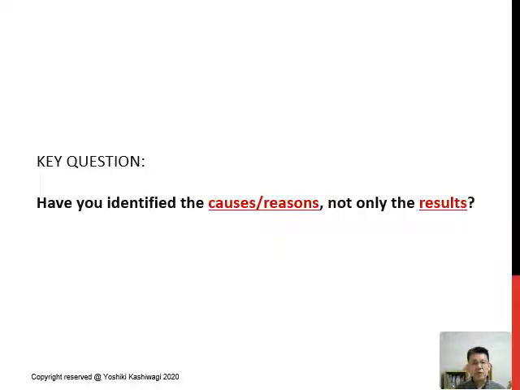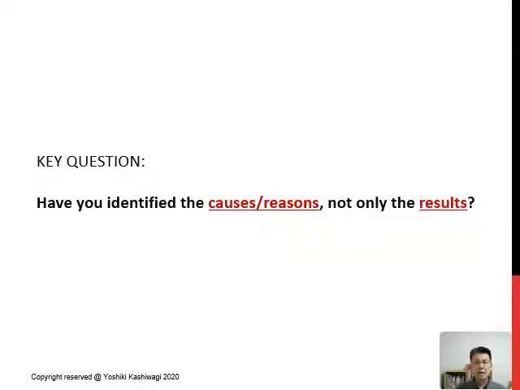So once you make your output from data, for example, some graph, you can ask yourself this question. Have you identified the cause or reasons, not only the result? This is a very important key question. Don't stop using the data or graph by showing or visualizing only the result. This is not a goal. The goal is, once you visualize the result, then think about the causes of the result.